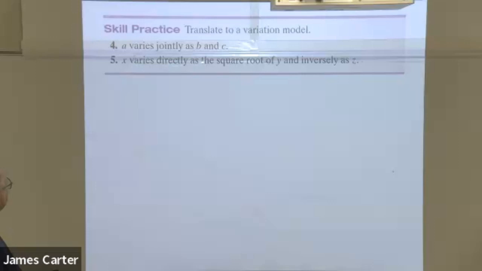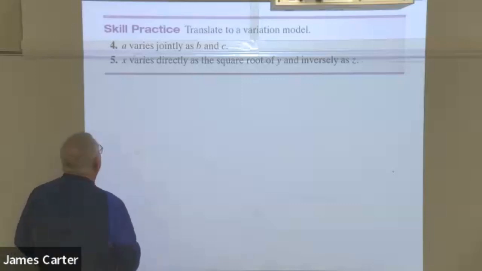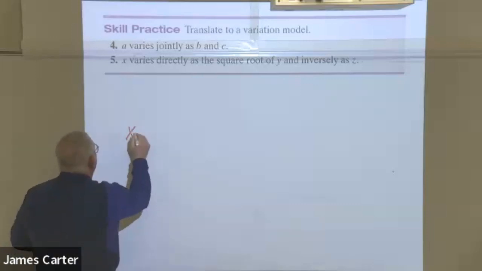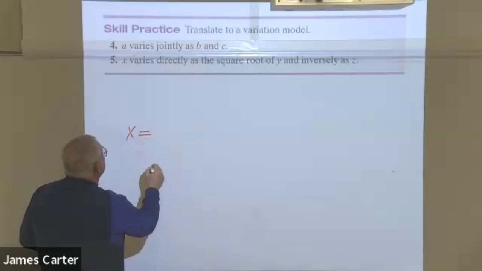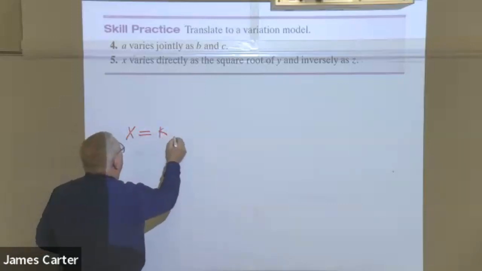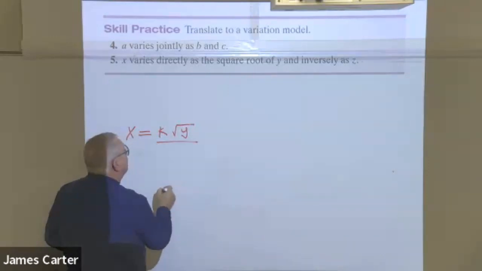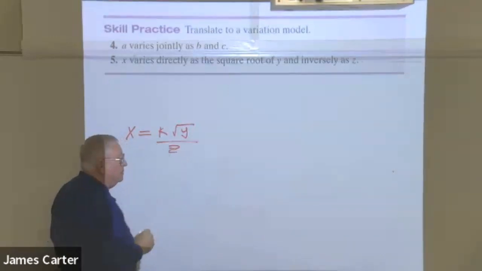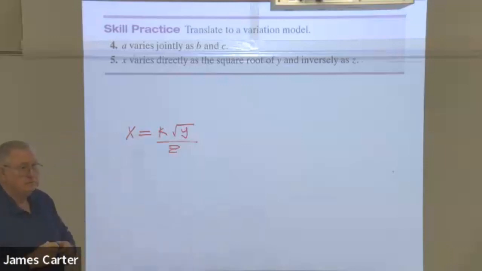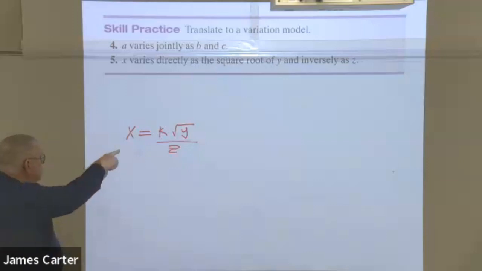This one, X varies directly as the square root of Y and inversely as Z. That one I got right. X varies directly as the square root of Y and inversely as Z. Okay. Any questions how I got that?